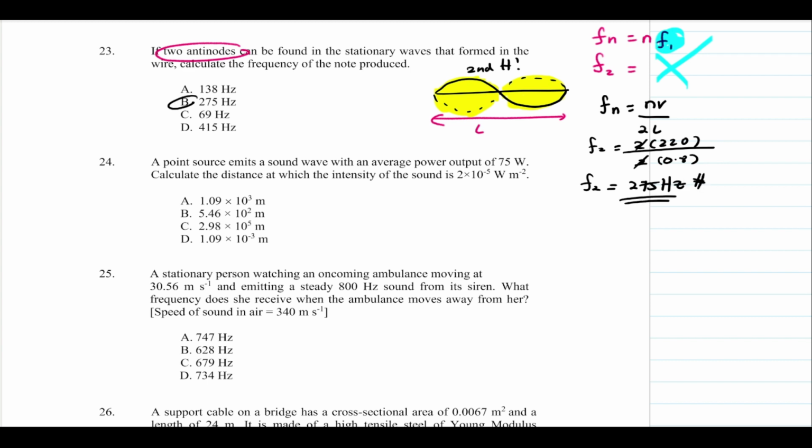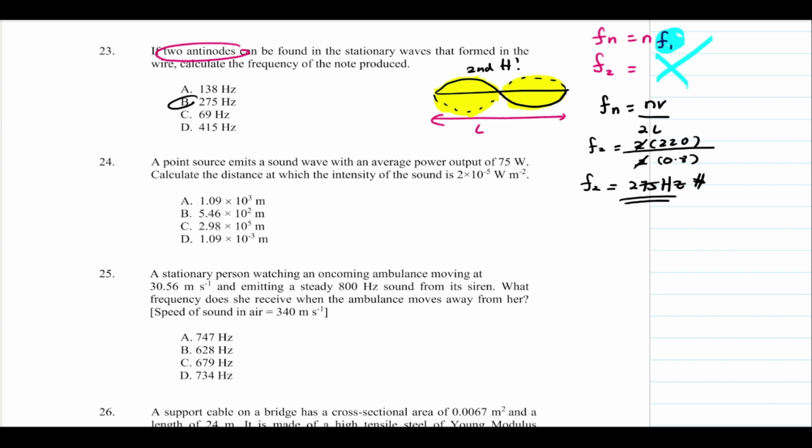Okay, so kita dapat. So tengok soalan lah, dia kata 2 antinodes ke, 2 nodes ke, 3 antinodes ke. Baca betul-betul.